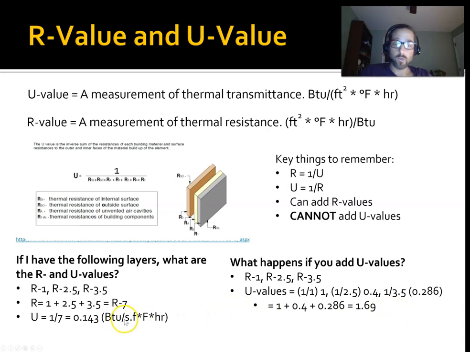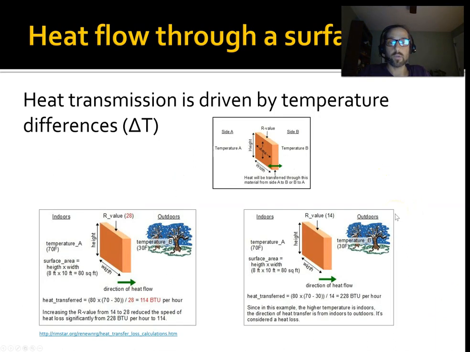So let's look. This is the right answer, 0.143. This is the answer we get if we add the U values. It's 10 times higher than the right answer. That's just a demonstration of why you cannot add U's. It's going to give you the wrong answer pretty much every time. Okay, it's not always going to be 10 times the answer, but it will give you the wrong answer every time. So very, very important. Remember that you can add R's, you cannot add U's, and that they are the inverse of each other.